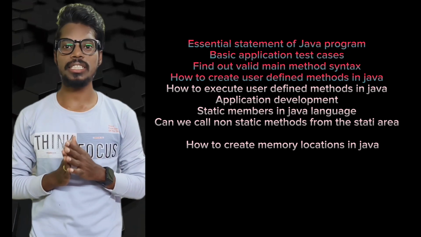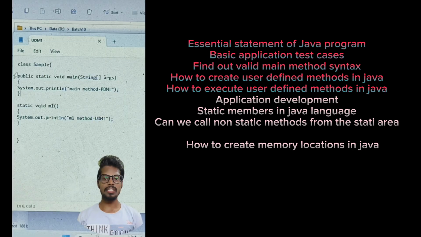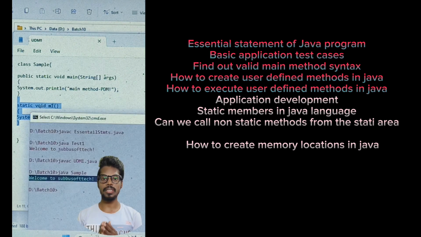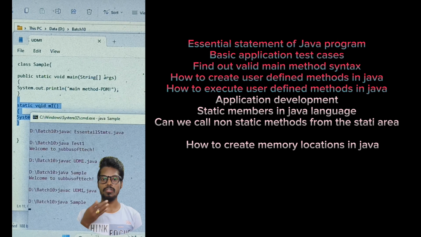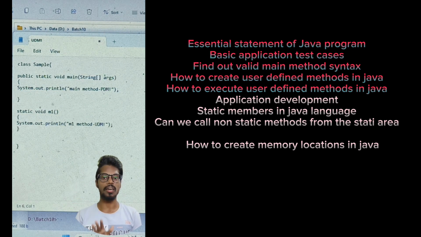In this video, we will discuss how to execute our user defined methods. Within the class, I developed one main method and an M1 method. The main method is a predefined method, and M1 is a user defined method. If I want to execute the M1 method, just declaring it is not enough, the JVM never executes that method. If you want to execute your method, the developer has to call the method explicitly within the main method, or within any method that is already called in the main method. Then only that method is executed.